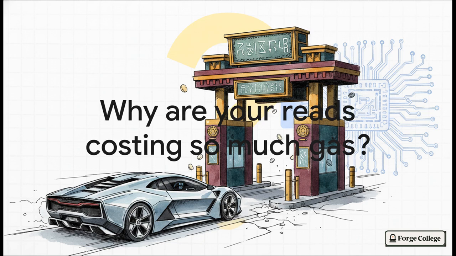I want you to think about your smart contract like a high-performance hypercar. Now imagine that hypercar hitting a ridiculously expensive toll booth every single time the driver just wants to check the speedometer. It's absurd, right? But that is exactly what happens when you have unoptimized state retrieval on the EVM.